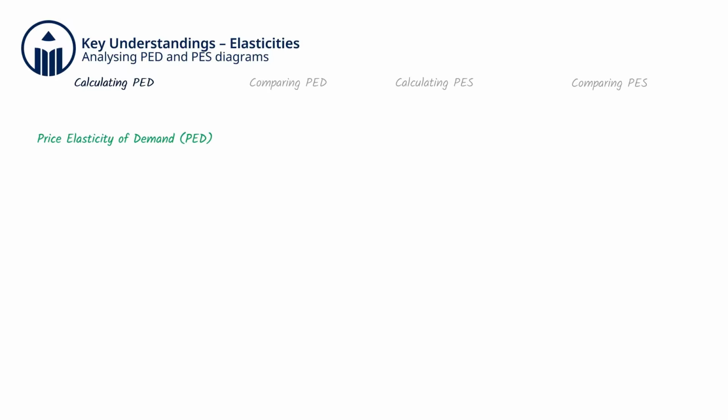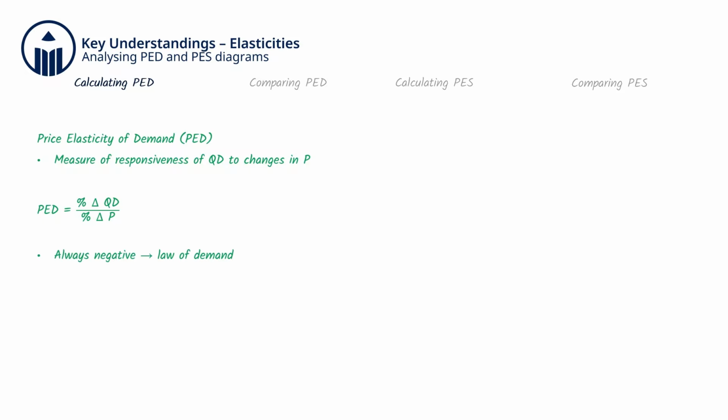Price elasticity of demand, PED, is a measure of the responsiveness of quantity demanded to changes in price. The formula for calculating PED is percentage change in QD divided by percentage change in P. PED is always negative because quantity demanded and price always move in opposite directions, according to the law of demand. Therefore, for the purposes of interpreting the value of PED, we can ignore the negative sign and use absolute values.